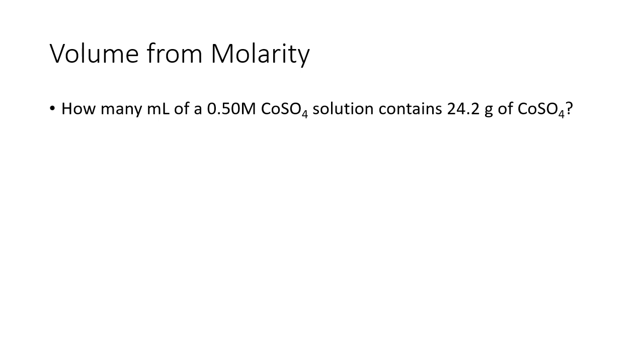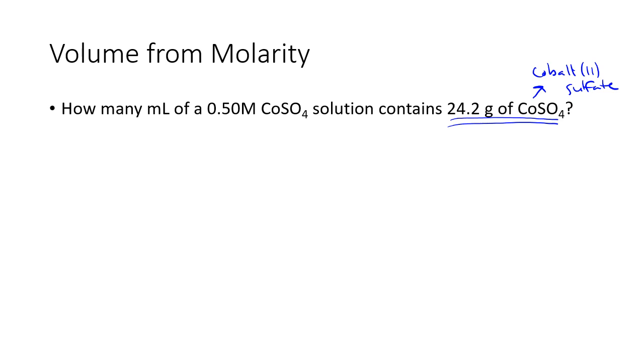So in the previous problem, we calculated the molarity when we knew the volume and we knew the moles. But we often don't know moles. We know how many grams there are. So in this case, it tells us there's 24.2 grams of cobalt(II) sulfate, and I want to know how many milliliters of a 0.5 molar cobalt sulfate solution contains 24.2 grams of cobalt sulfate.